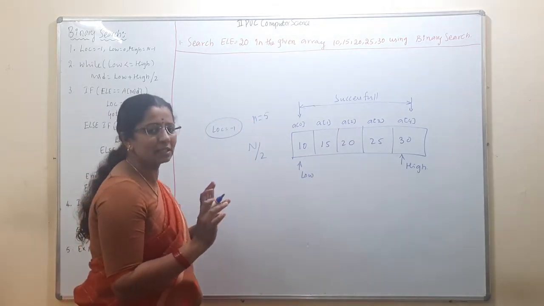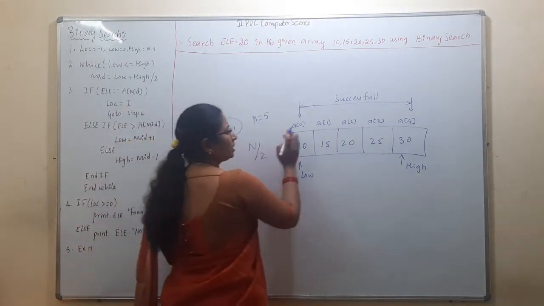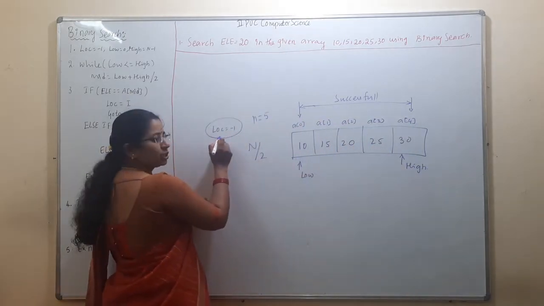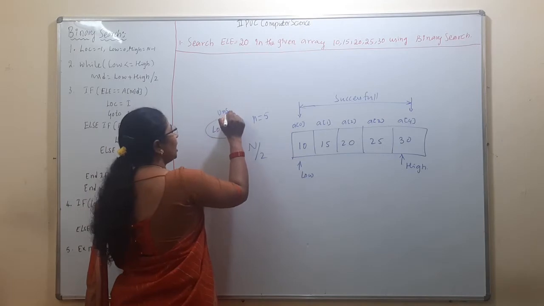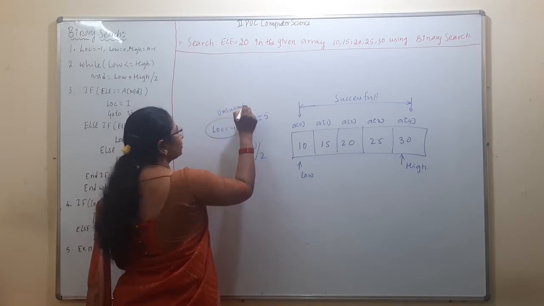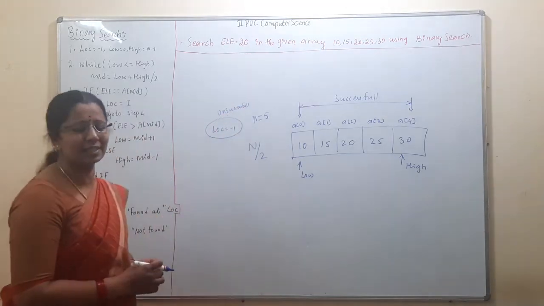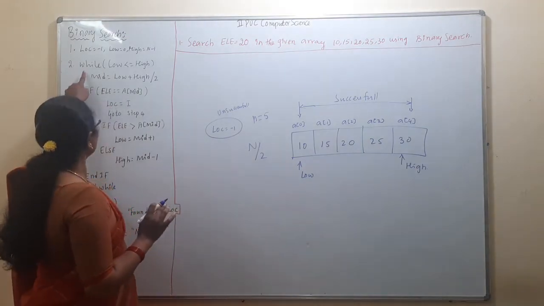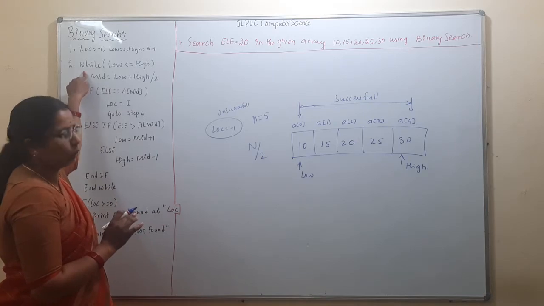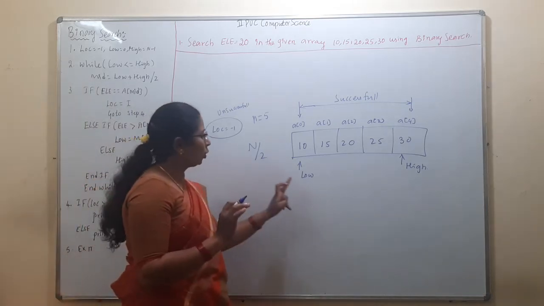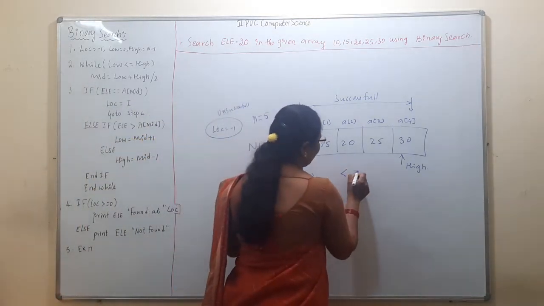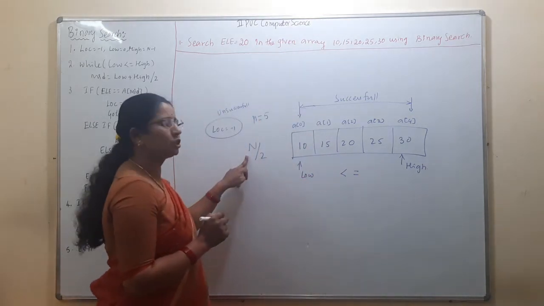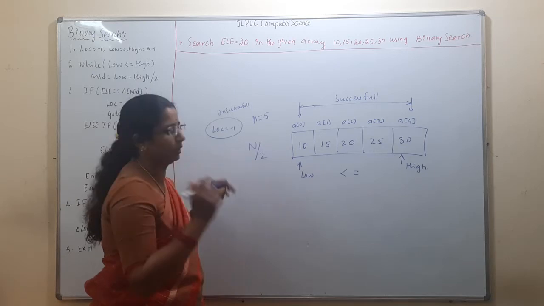When it is unsuccessful, if the element is not present between 0 to n-1, there is no change in the location, then the search is unsuccessful. Did you understand the concept here? Then every time we compare in a while loop, the low pointer should always be less than or equal to the high pointer. Then only it is possible to divide the array into 2 parts.